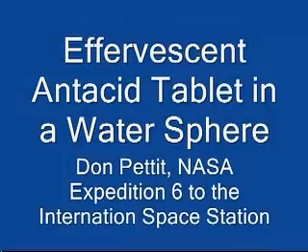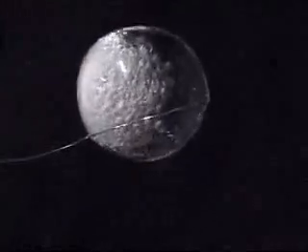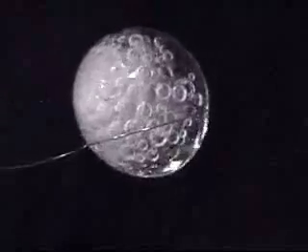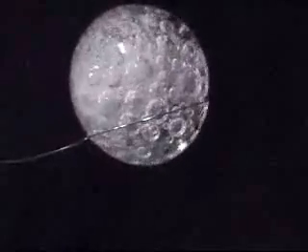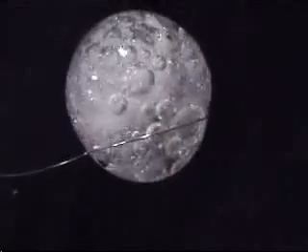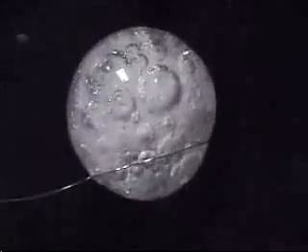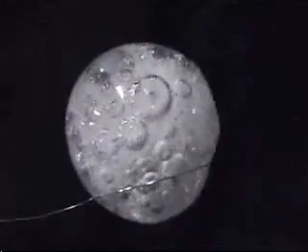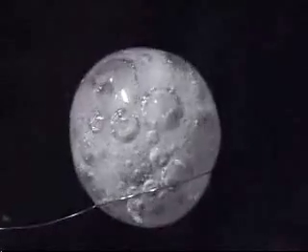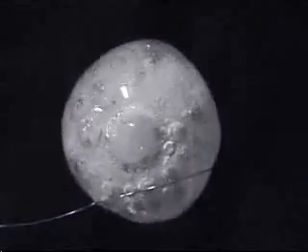Effervescent antacid tablet in a water sphere. Here's a sphere of water, 50 millimeters in diameter, with an effervescent antacid tablet. Bubbles form rapidly from a chemical reaction. This is an example of heterogeneous nucleation, where bubbles form on a solid surface and can get a momentum exchange and travel out into the fluid.